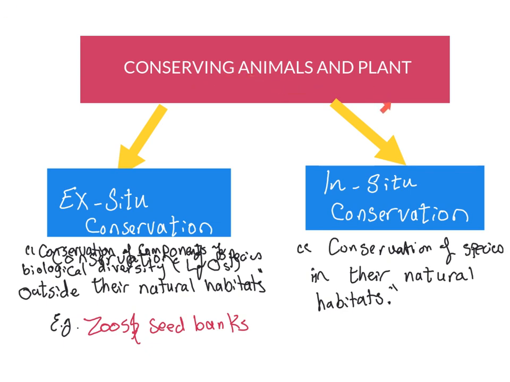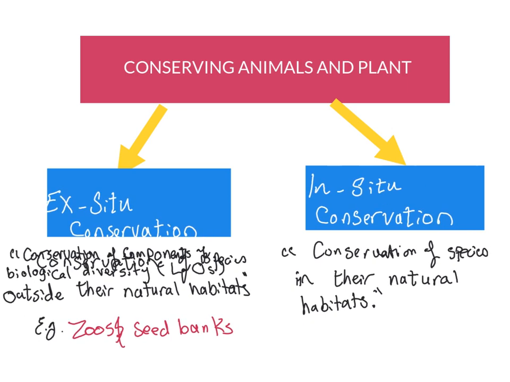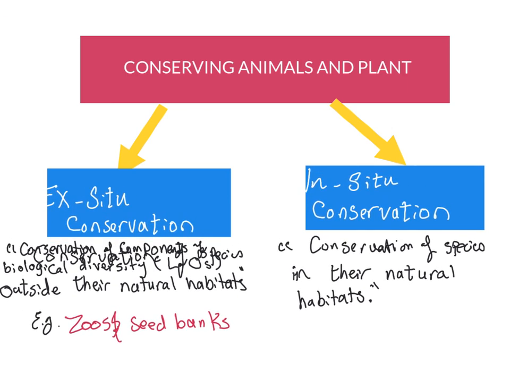Conserving animals and plants. We have two types of conservation, ex situ conservation and in situ conservation. Ex situ conservation means conserving animals away from their natural habitat, like keeping animals in zoos or keeping plants in seed banks. While in situ conservation is conserving the species of animals in their natural habitat. So we can isolate some species, but within the same habitat. Don't remove the animals from their habitat.